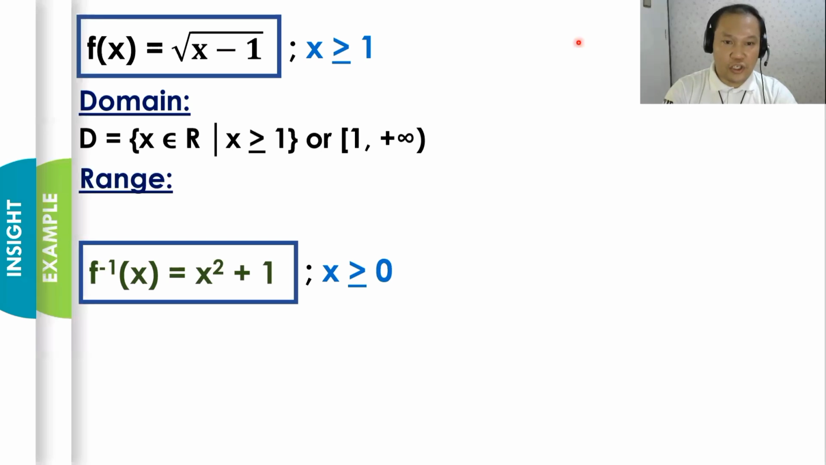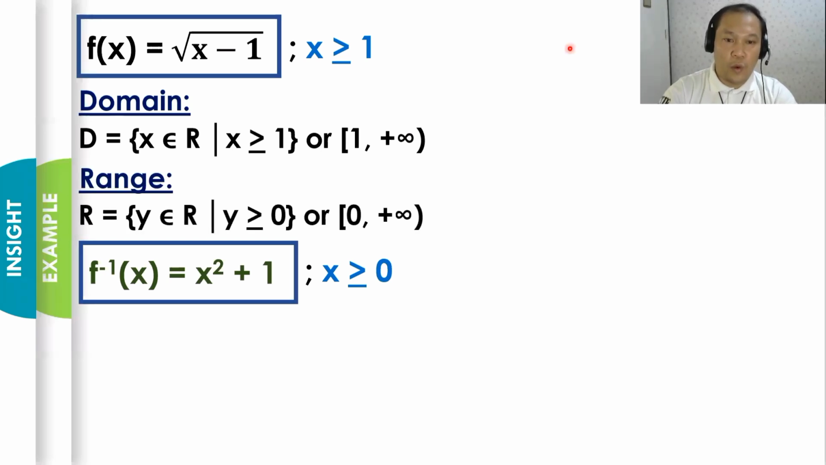Thus, the range will be y is any element of a real number such that y is greater than or equal to 0. Or by notation, we can use bracket 0 up to the positive infinity.